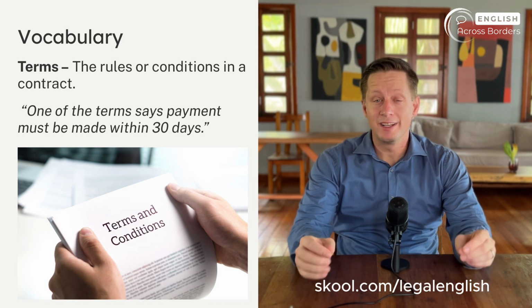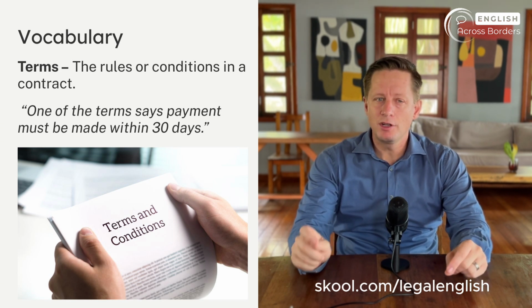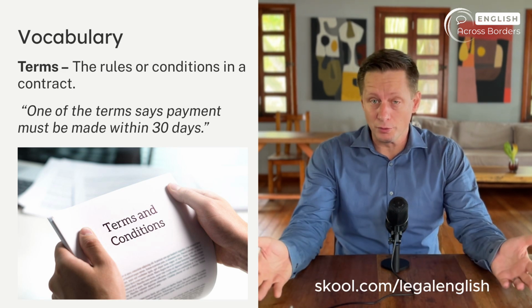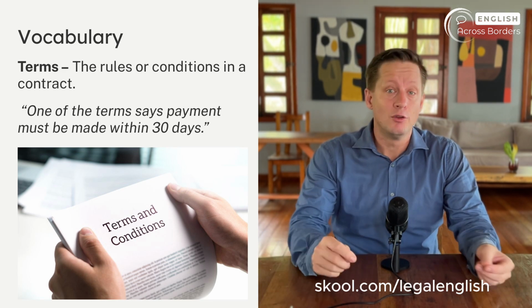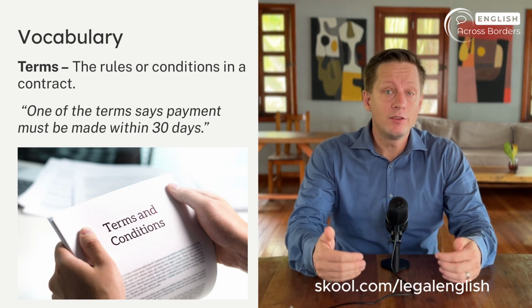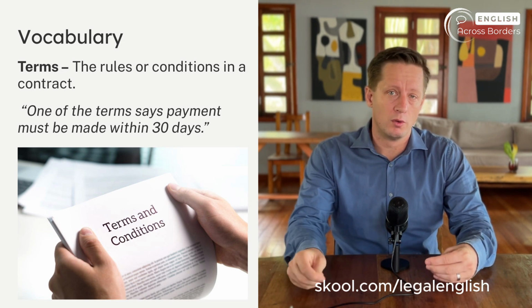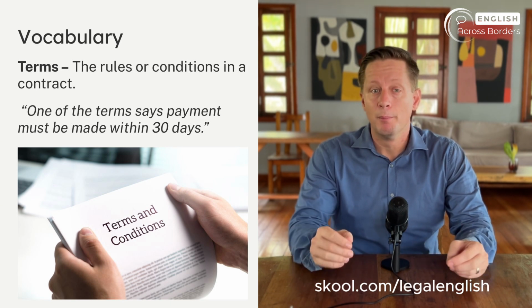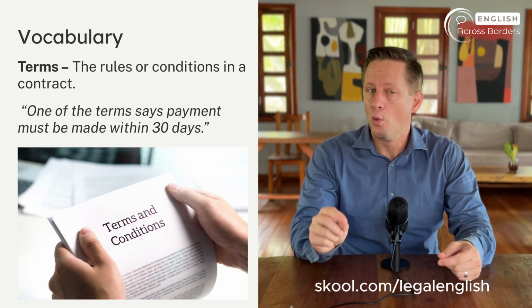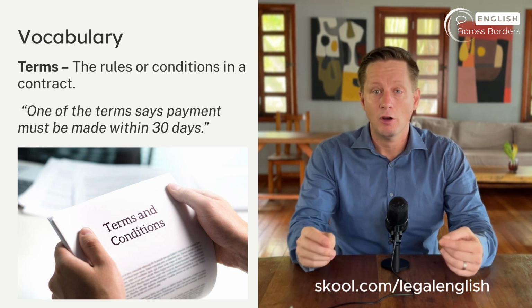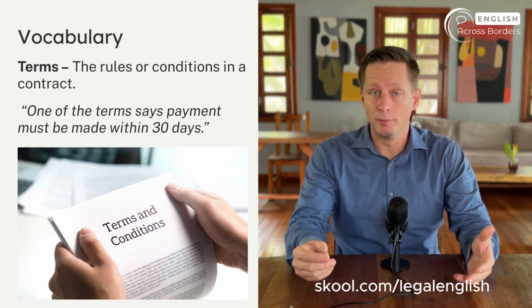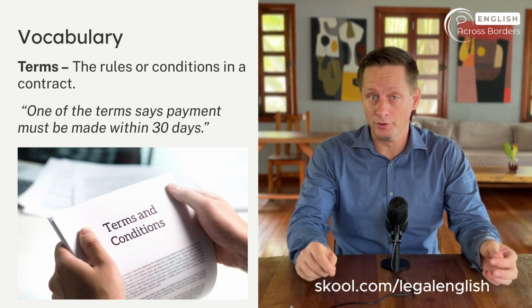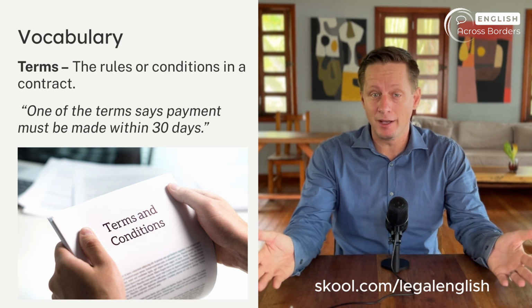The next word is terms. Imagine you and a friend agreed to buy a car together. You make rules, like when you will pay money and who will drive the car. These rules are the terms of your agreement. In contracts, terms are very important because they explain exactly what each party must do. For example, one of the terms says payment must be made within 30 days. This tells us when the money needs to be paid.